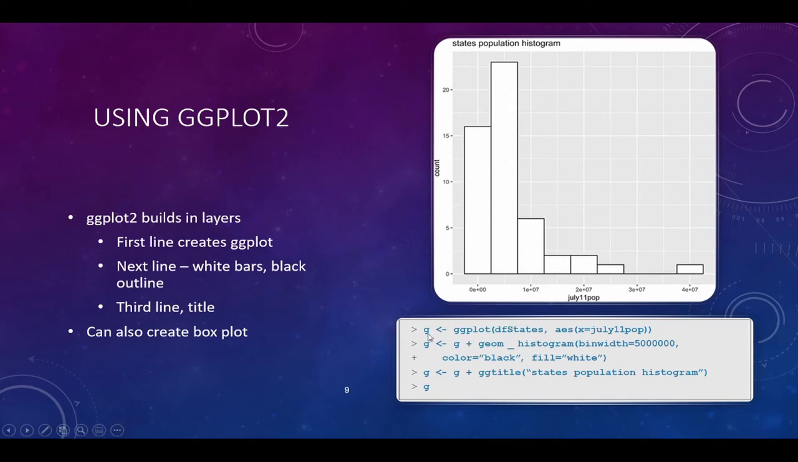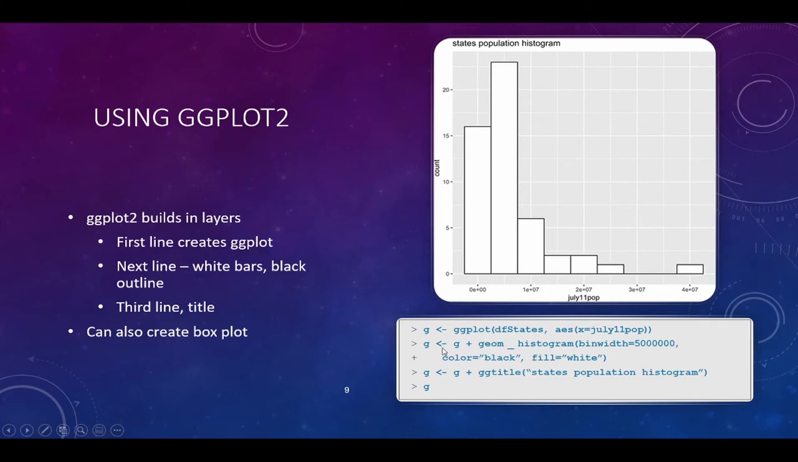So we defined a G, which is a variable. It's going to be a ggplot. Here we're actually creating the plot. It's sending it the data frame, and you're telling it what you want the x-axis to be. So this is the column name that we want the axis to be.